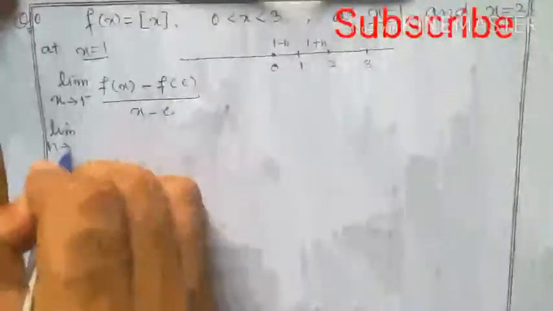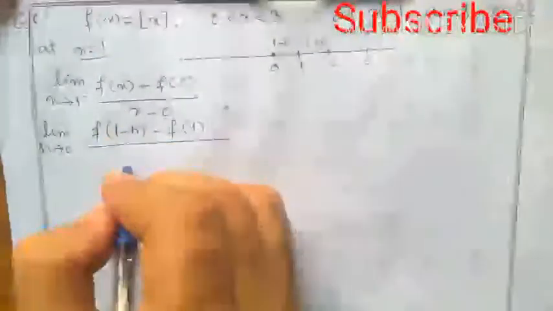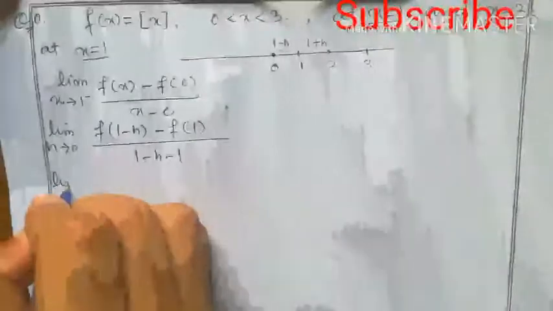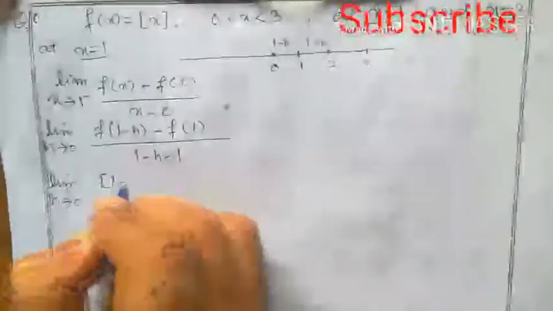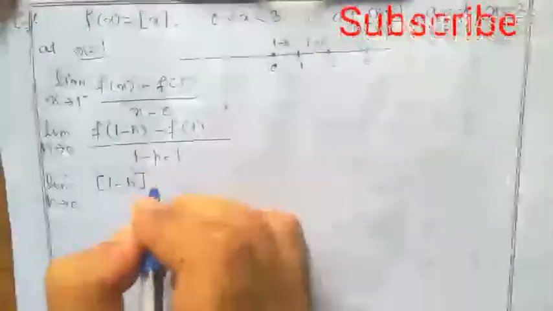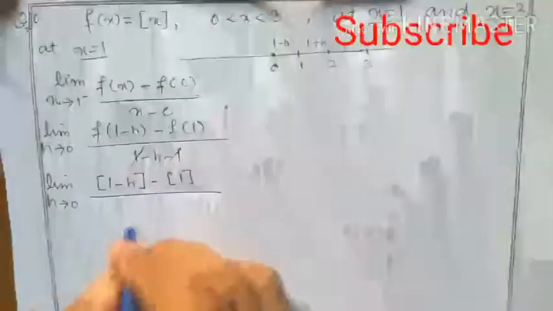As x tends to 1 negative, so limit h tends to 0, f of x is f of 1 minus h minus f of c. In place of c is 1. In place of x is 1 minus h minus 1. I hope it is clear. So limit h tends to 0. So now f of 1 minus h. F of 1 minus h is greatest integer of 1 minus h, minus f of 1, which is 1. So this and this will get cancelled. It is minus h. Okay.